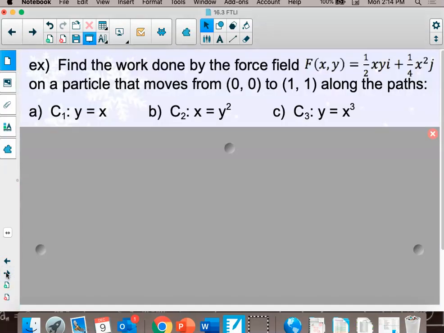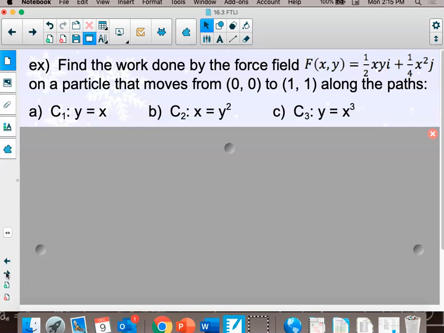All right, okay. So this could be a good whiteboard problem. I think we're going to do this on whiteboard. Okay, so find the work done by the force field. So that's your F function. And then this is your r. This is one problem. This is another problem. This is another problem. Think of them as 3 different paths traveling through that force field.